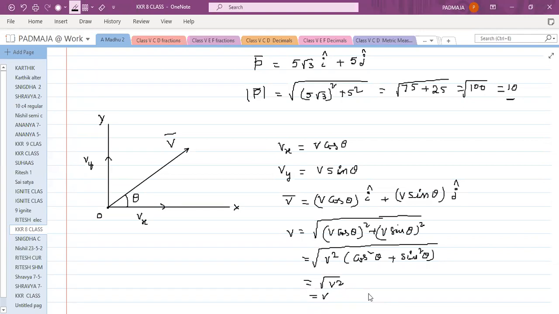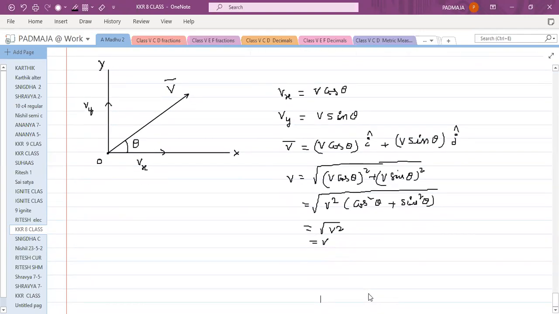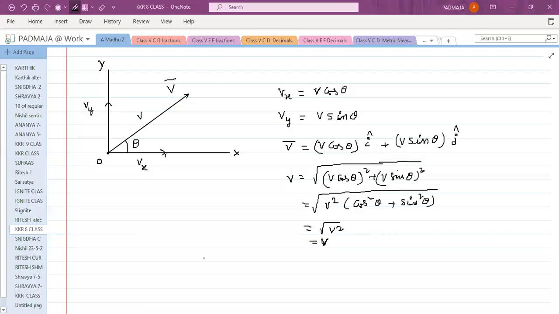So the magnitude of velocity, whatever I have taken in the beginning as v, after resolving, if I find the magnitude of velocity, I am getting v. This is how we can resolve the velocity vector into its components in 2 dimensions.